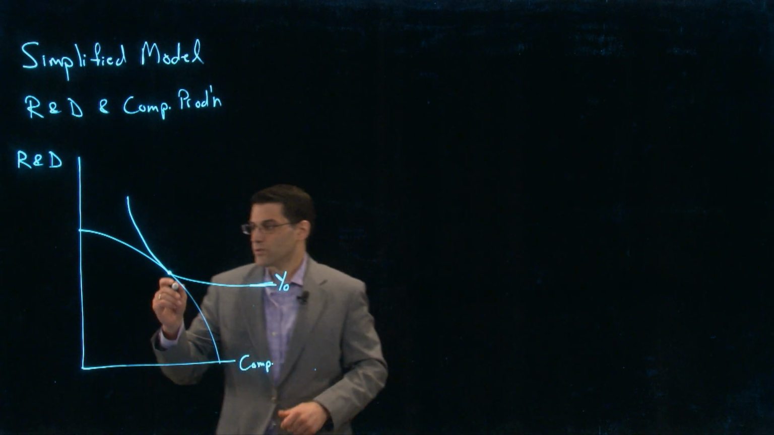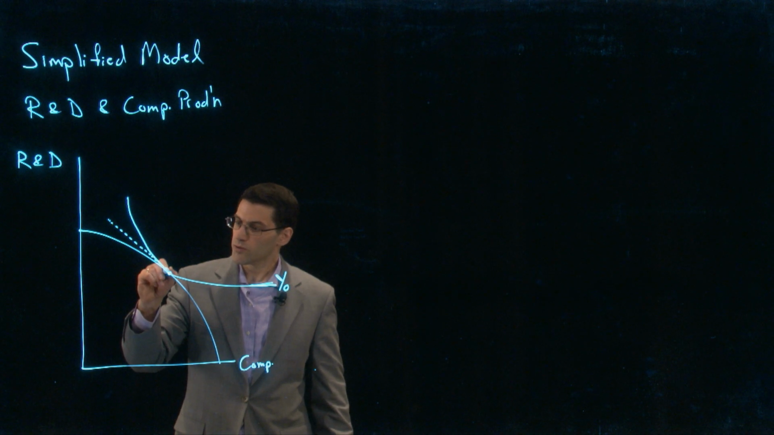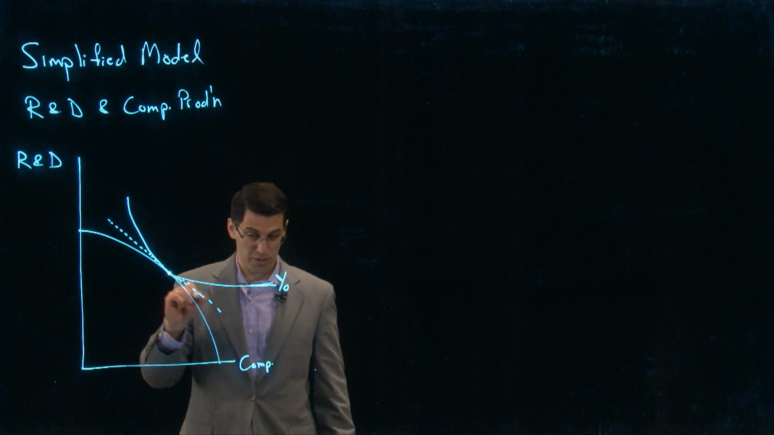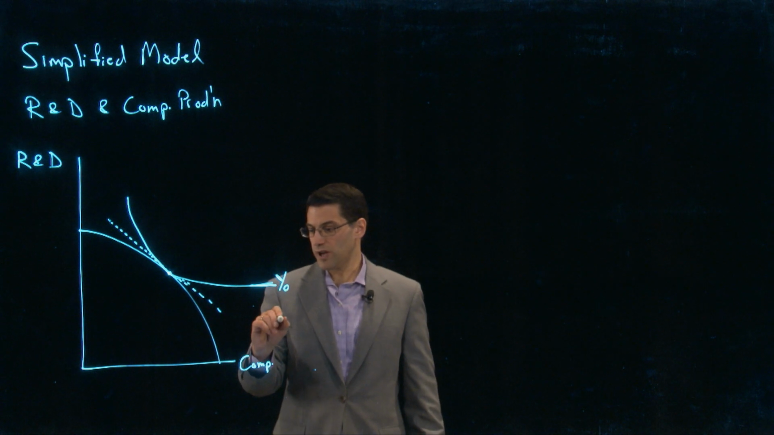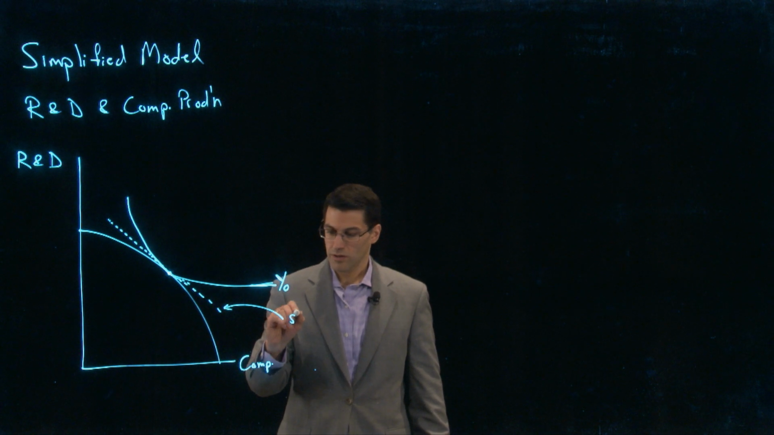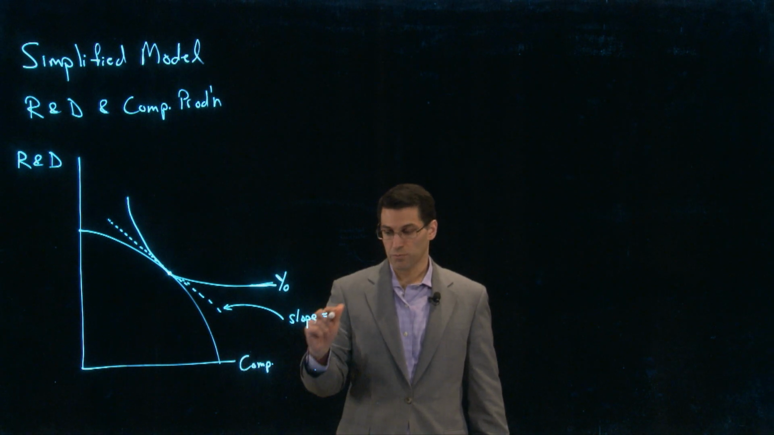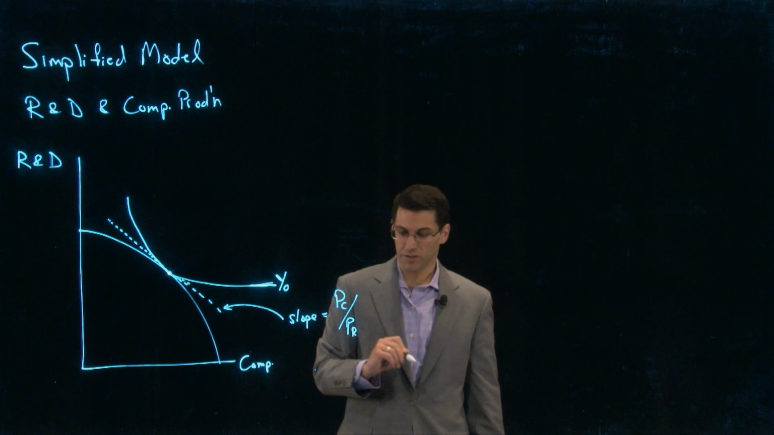Well, again, we want to think about our relative price. So the slope of the line that's tangent to both our PPF and our isoquant, not our indifference curve anymore, but our isoquant, the slope of that line is the price line. And remember, it's the price of X, the price of components, over the price of Y, the price of R&D.